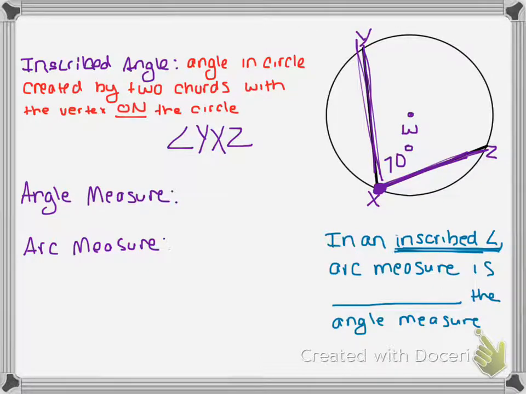Okay, now your rule here is different than the one you just had. So we were dealing with central angles before, and with central angles, the arc was the same as the angle measure. With an inscribed angle, the arc is double. Hear that? Double the angle measure. So if the angle is 70 degrees, that means that the intercepted arc, this one, has to be 140 degrees. So in an inscribed angle, the arc measure is double the angle measure.